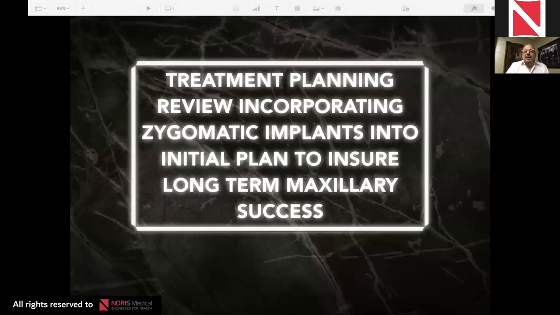Why would we want a very large coronal aspect to our implant? Why would we want an external hex to that implant versus an internal hex? And really, when you understand what zygomatic implants are and the trajectory that they're going in, which is the most difficult part of learning how to do zygomatic implants, by the way, you're going to need some abutment options, okay?